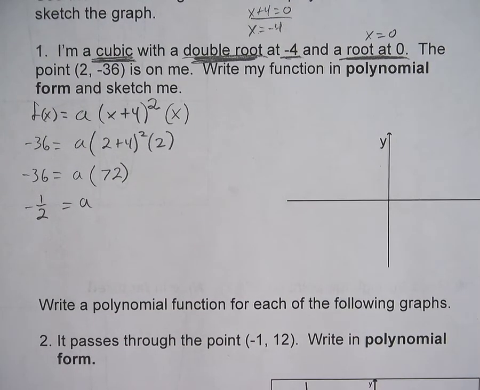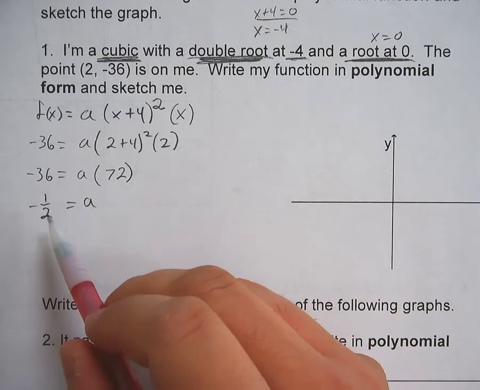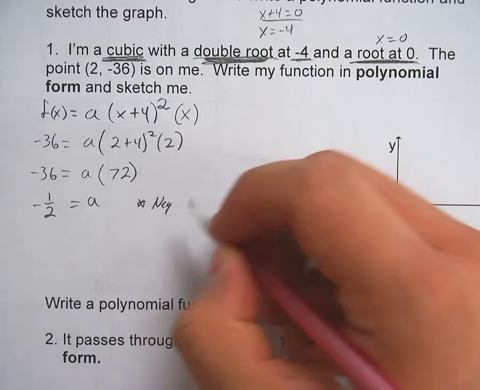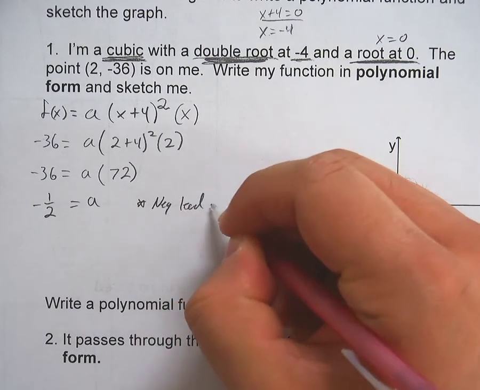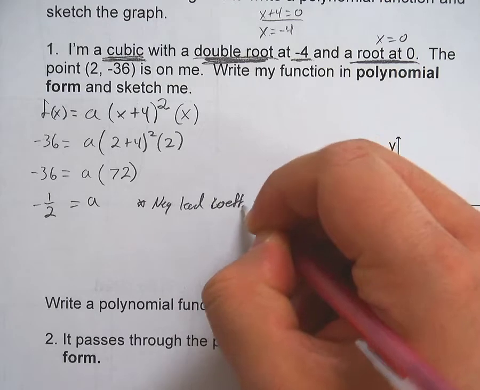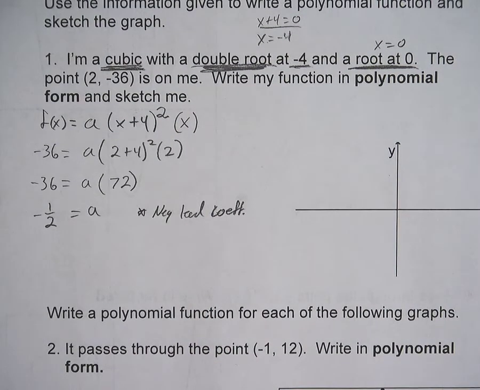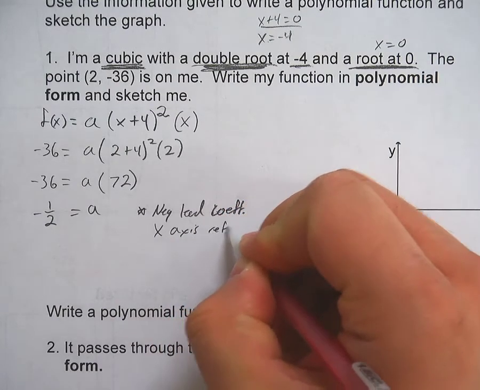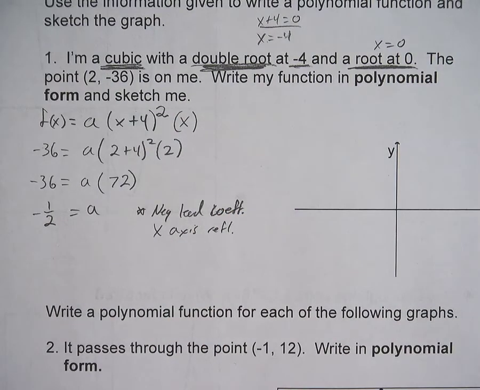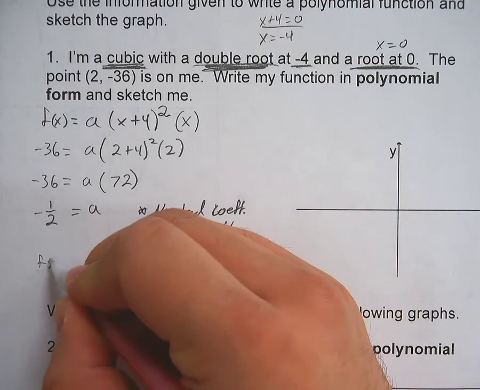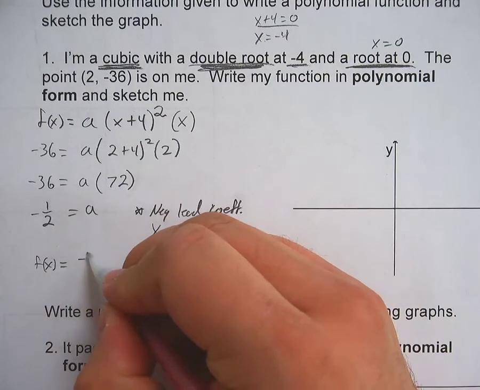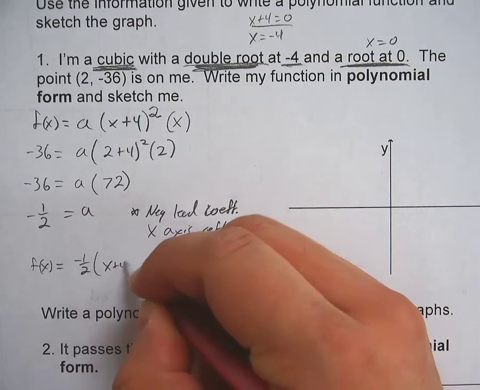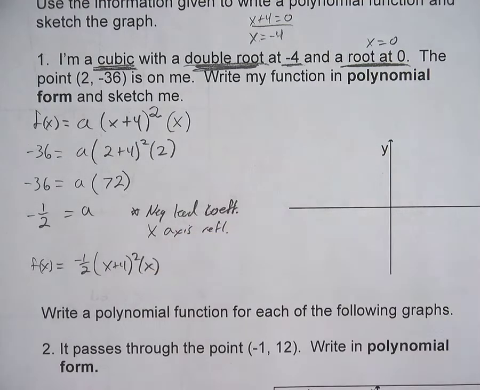Now that is very important here. Remember that a determines where the right hand side opens. So I'm going to put a little star beside this and I'm going to say negative leading coefficient. Negative leading coefficient. That means I'm going to have an x-axis reflection. Abbreviations everywhere. Let's rewrite the function. F of x is -1/2 from right up here, x plus 4 squared times x.